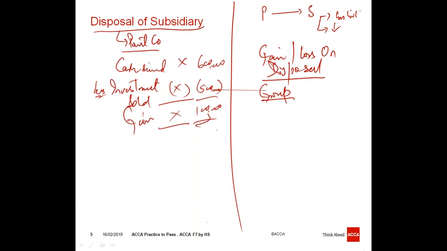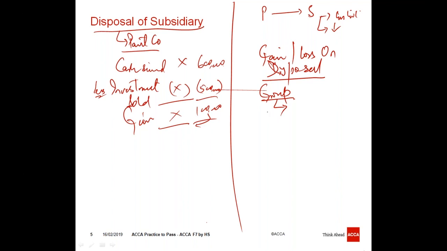The examiner can ask you the question to calculate the gain in the books of the parent company, or it could be to calculate the gain from the group's perspective. But practically speaking, this gain of the parent company is only calculated for the purpose of taxation. So this information is not relevant to you, but it's practical knowledge.